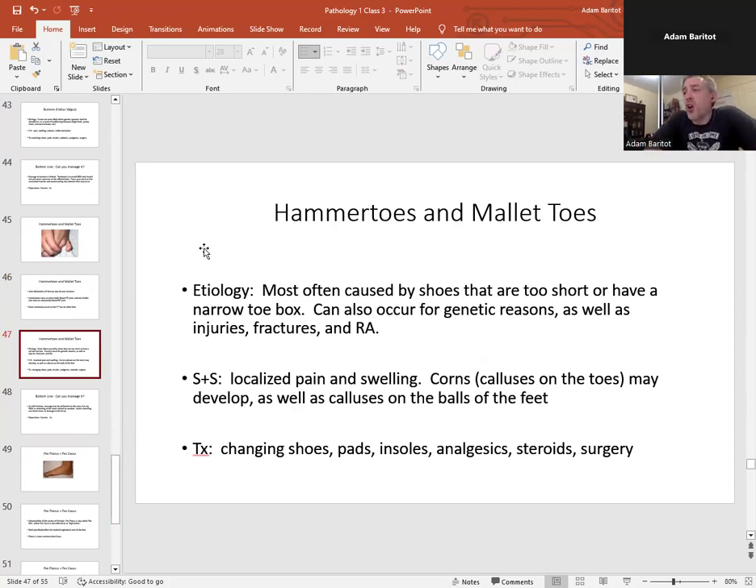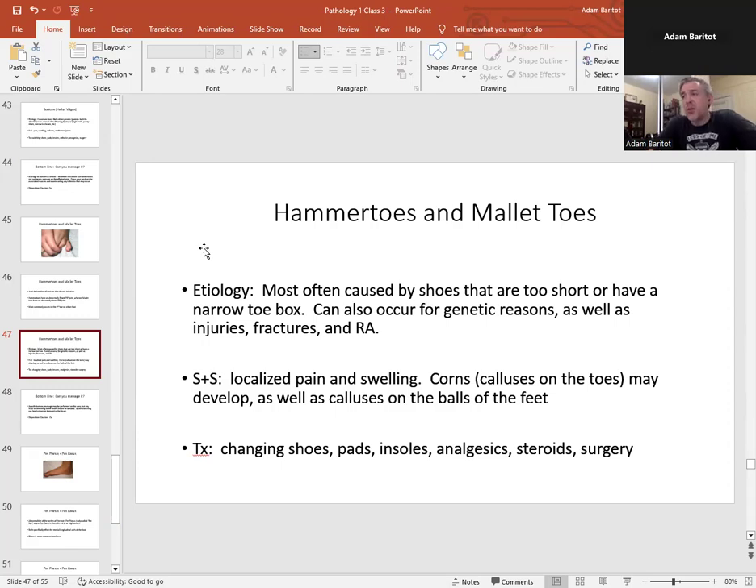These conditions are often caused by shoes that are too short or have a narrow toe box. Whenever you're contorting the foot into a smaller space, these can develop. They can also occur for genetic reasons. Some people are predisposed to them, as well as injuries or fractures, kicking something way too hard, like the big concrete balls outside some Target stores. And rheumatoid arthritis can also get you here as well.